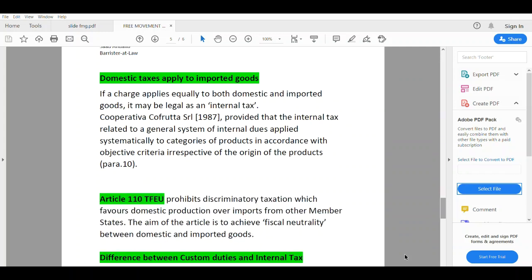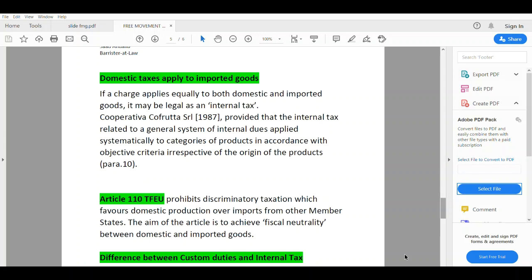We'll now consider another category of monetary charges which are prohibited, and those are discriminatory taxation. For considering this, firstly we should consider domestic taxes which apply to imported goods. Domestic tax is defined in the case of Dankevit v France as a general system of internal dues which is applied systematically and in accordance with the same criteria to domestic products and imported products.